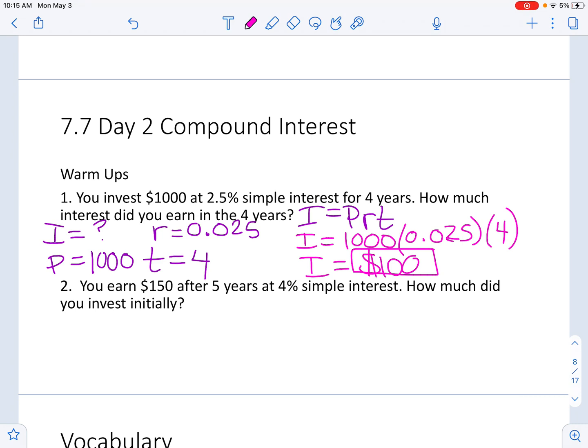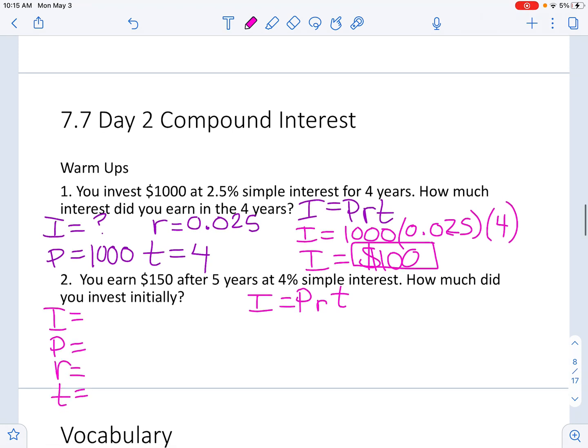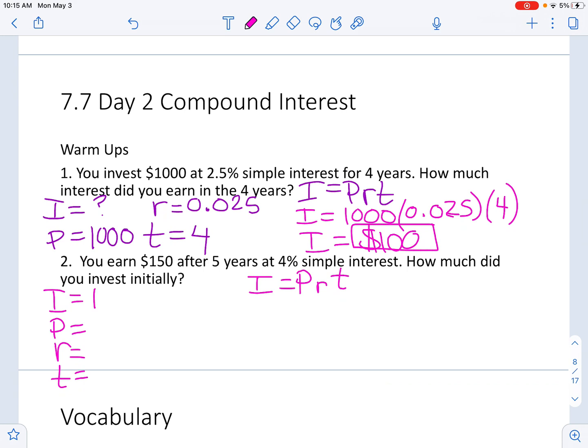Number 2 says you earn $150 after 5 years at 4% simple interest. How much did you invest initially? So since it's simple interest, we're using I equals PRT. So we earned $150, there's our interest. It was 5 years, and then 4% is our rate, so 0.04.